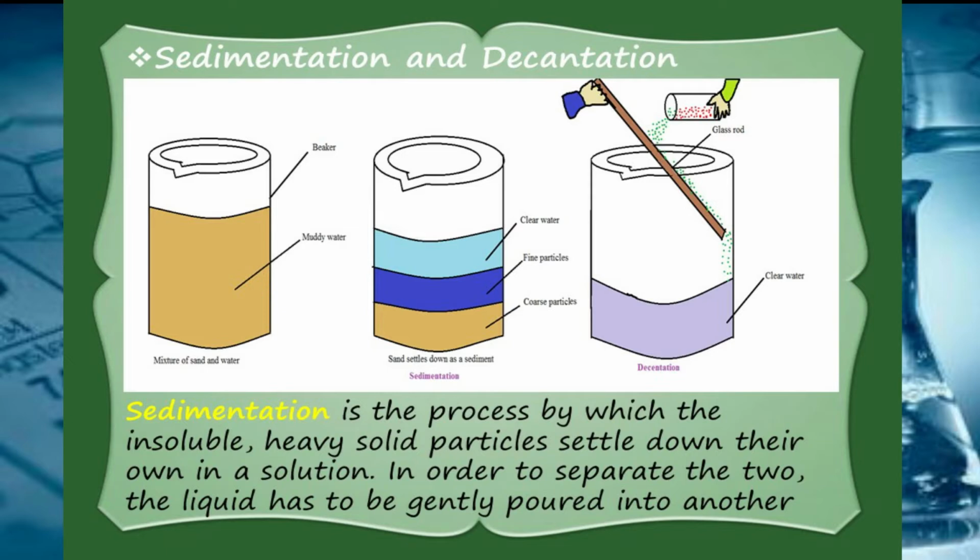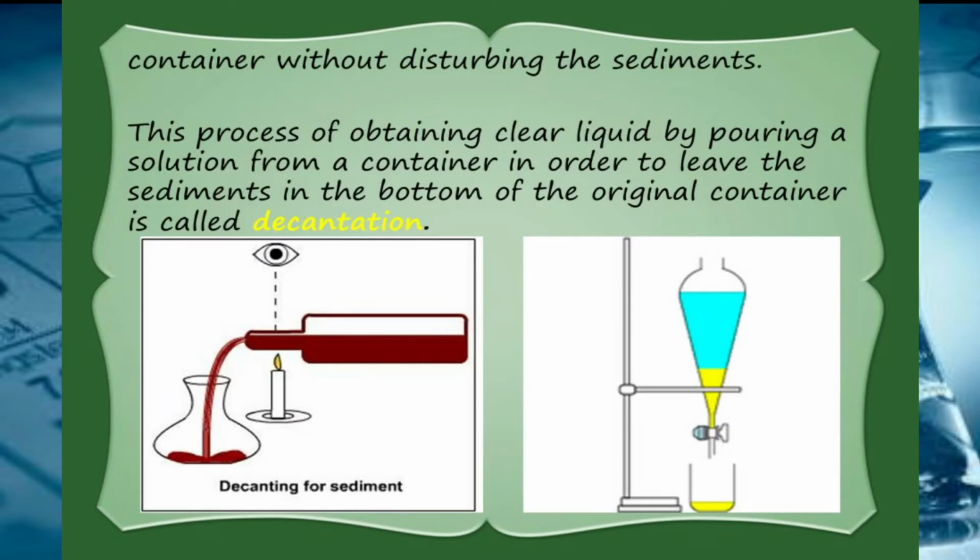Sedimentation and decantation. Sedimentation is the process by which the insoluble, heavy solid particles settle down on their own in a solution. In order to separate the two, the liquid has to be gently poured into another container without disturbing the sediments. This process of obtaining clear liquid by pouring a solution from a container in order to leave the sediments in the bottom of the original container is called decantation.